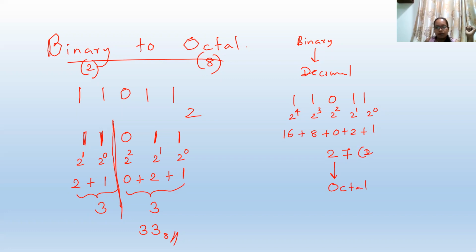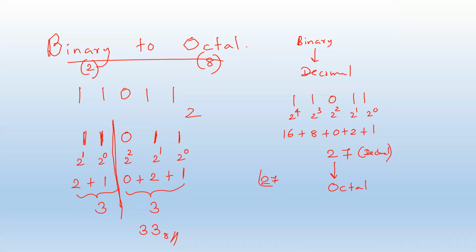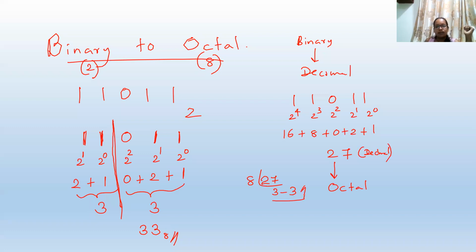This is in decimal. That is convert into octal. How to convert decimal into octal? Divided by 8, teacher. Yes, you are divided by 8. That is 33. Same answer you can take. So you can follow this shortcut for the further calculations now.